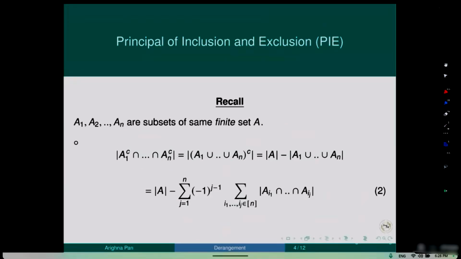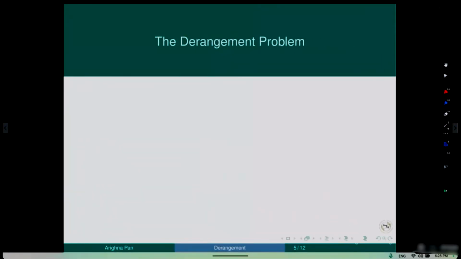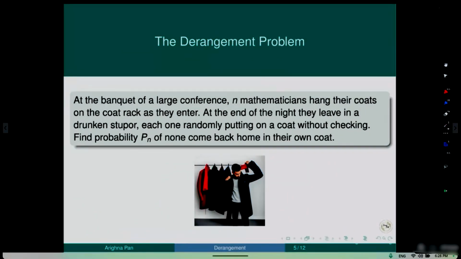So here I am taking another problem to discuss derangement. What is the problem? At a banquet of a large conference, 8 mathematicians hang their coats on the coat rack as they enter, and at the end of the night they leave in a drunken stupor, each one randomly picking a coat without checking. We have to find the probability that none come back home in their own coat. So mainly the problem is that they don't pick their own coats, so there is no fixed point, right?